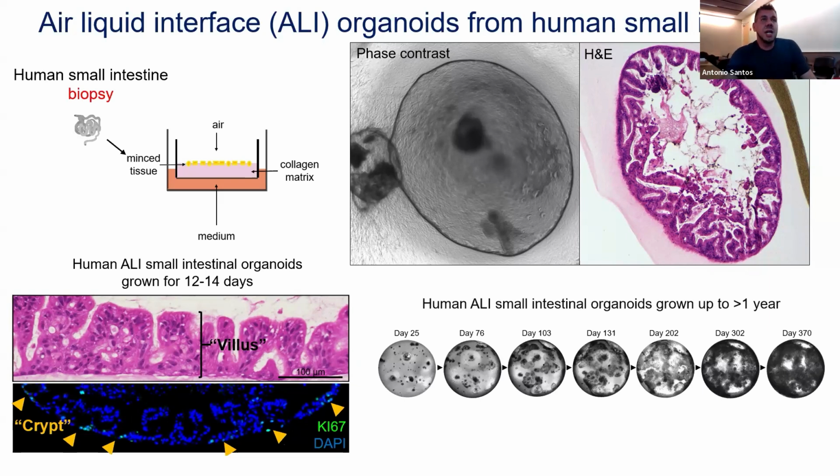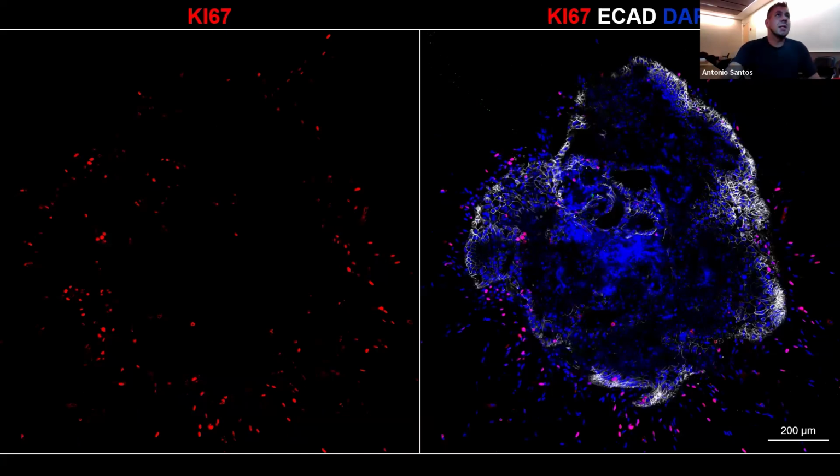Interestingly, I can grow them for a long time easily. So they are really happy in the culture. And if I look at the proliferation of the cells, represented here in red, I can see that this 3D organoid that has immune cells is really happy and proliferative.